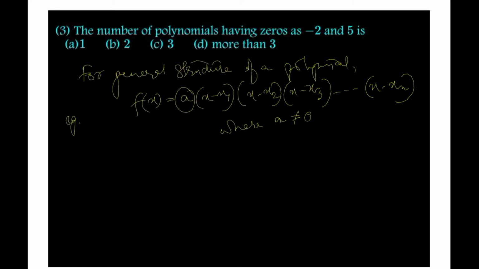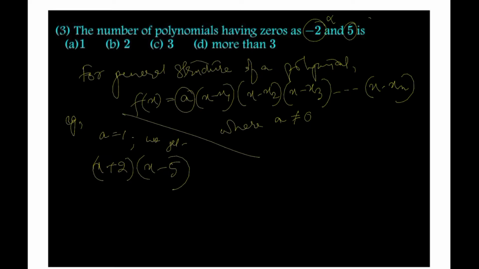Let's take some examples. If we take a is equal to 1, we get x minus minus 2, that is x plus 2, into x minus 5. Actually, we are considering alpha as x1 and beta as x2. If we further simplify this, we get x squared minus 3x minus 10. So this is a quadratic polynomial.